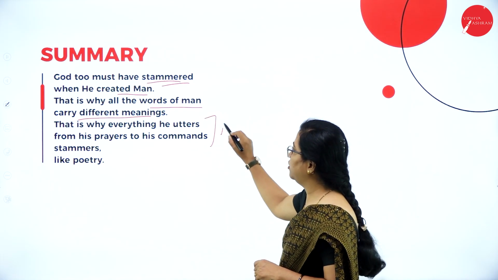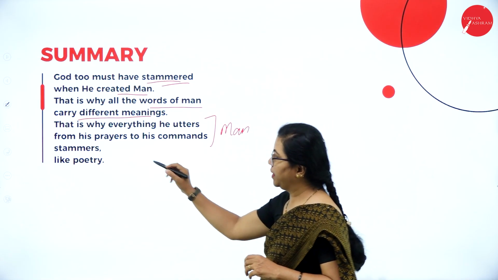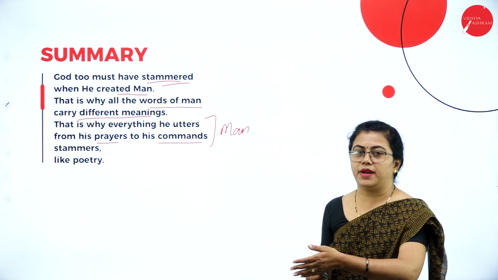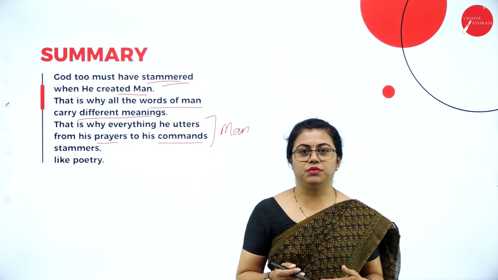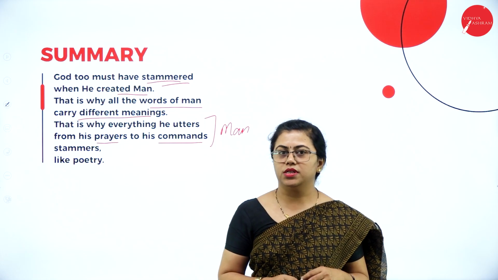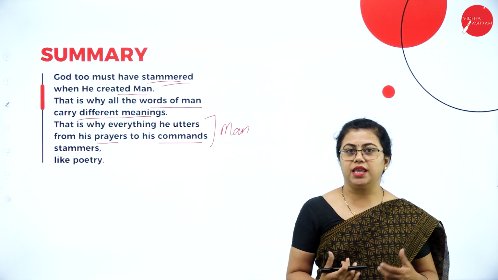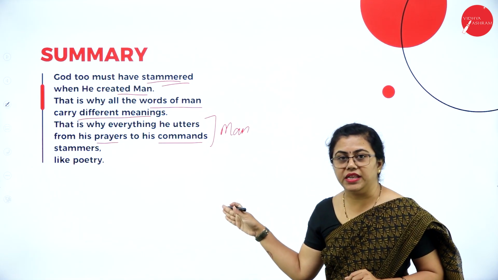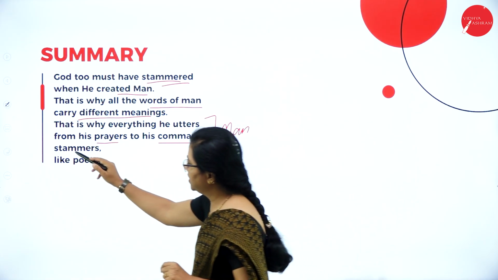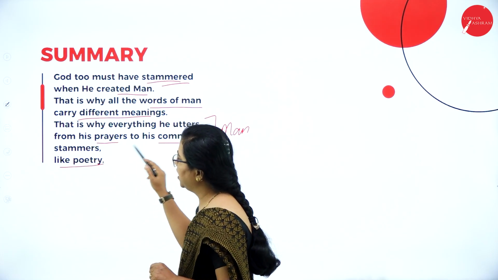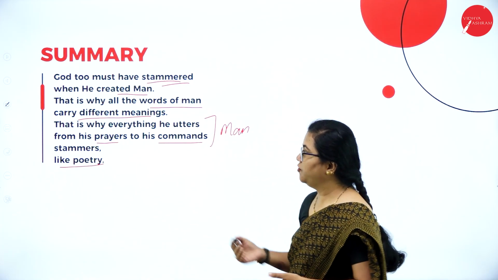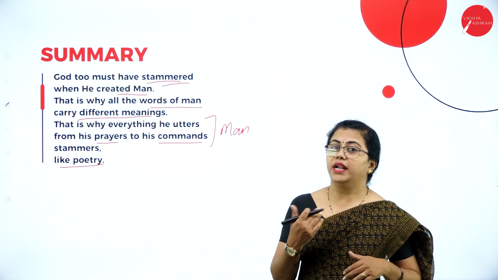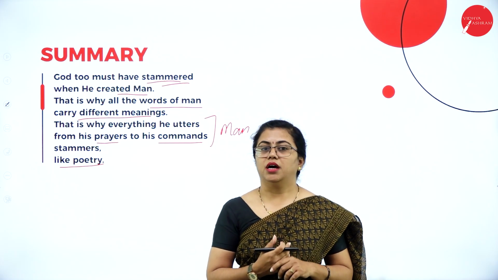And here, that is why everything he utters, from his prayers. So here he talks about what man does. From prayers to his commands, prayers means he is asking for something, commands means he is giving a command to somebody. So even when he is asking and even when he is giving, everything has different meanings. Whenever he stammers, like poetry, everywhere it has different meanings. So with poetry you need to read in between the lines and understand that.